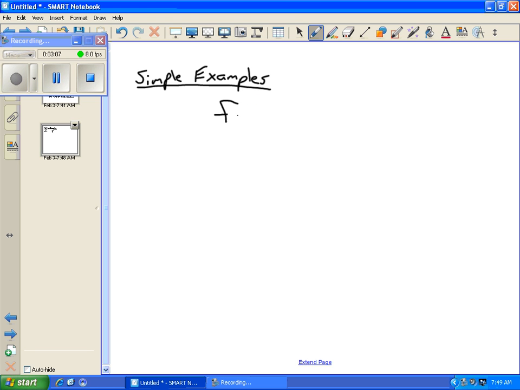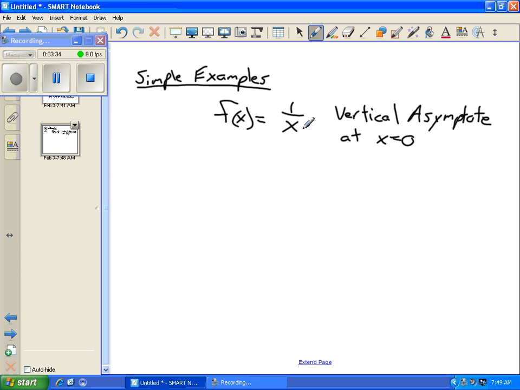What's the most basic type of graph you would do here of a rational function? It would just be 1 over x. So you think, what makes the denominator 0 would make this undefined? Well, there's going to be a vertical asymptote when x equals 0. If I plug 0 in there, that makes this an undefined number. So there's going to be a vertical asymptote on the graph at x equals 0.